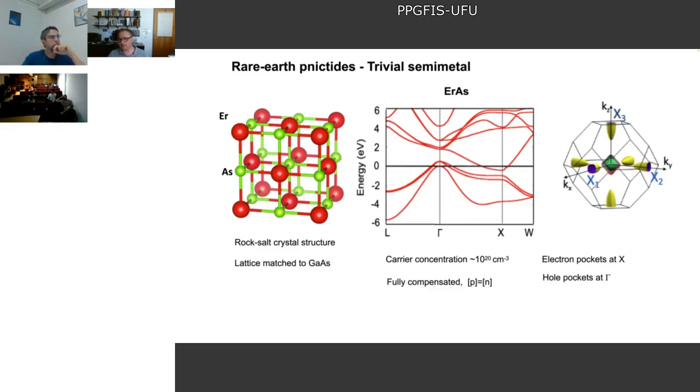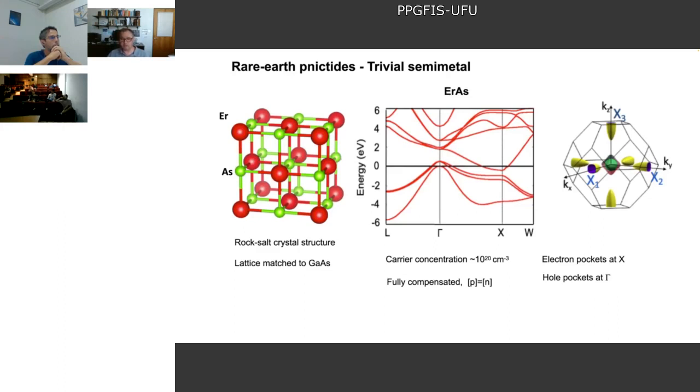These pockets form these ellipsoids. So from X to W is actually going perpendicular from X3 to one of the corners of the square face, essentially. So that forms these ellipsoids. So these are the electron pockets. And the hole pockets are centered at gamma.